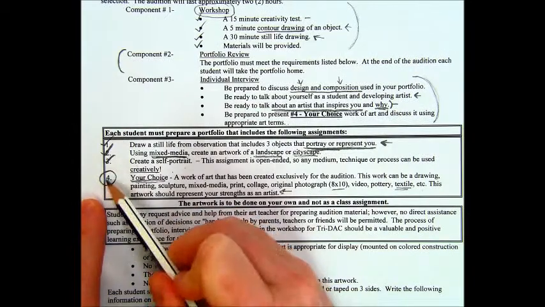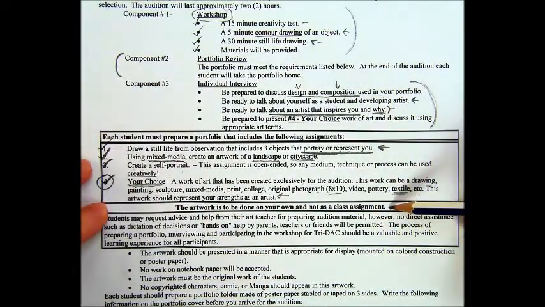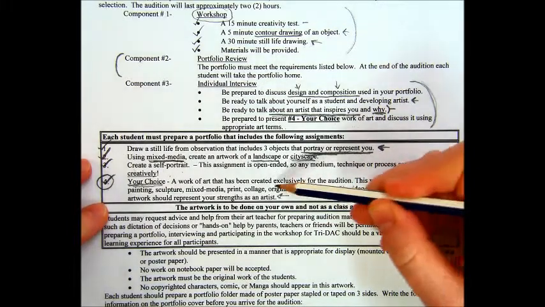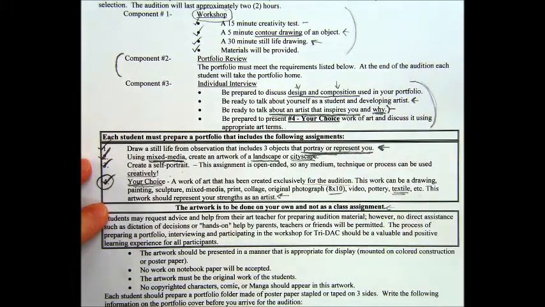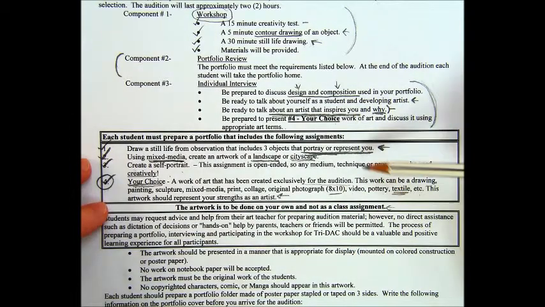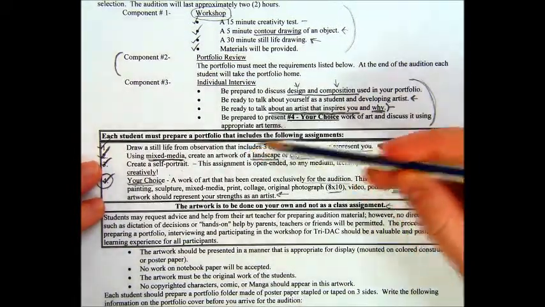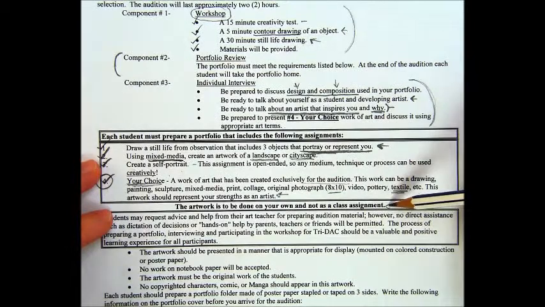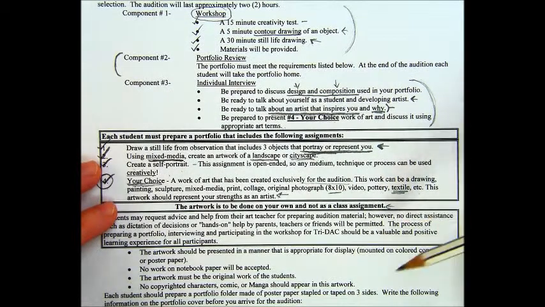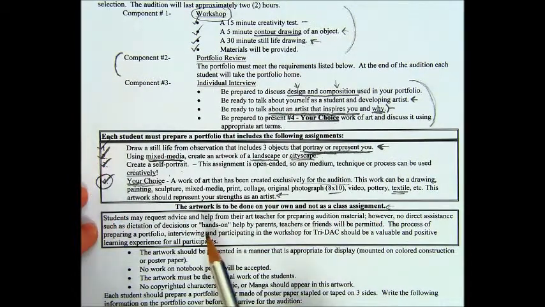So self-portrait and your choice. Now, this little section here, that's why they say this one has to be created exclusively for the audition. Now, if you have done a self-portrait independently at home, then you could use that, or mixed media, landscape, cityscape, or a still life. Then you can use those, but it can't be anything you've done for a class assignment. It can't be anything you've done in art class with me. The artwork is to be done on your own and not as a class assignment.